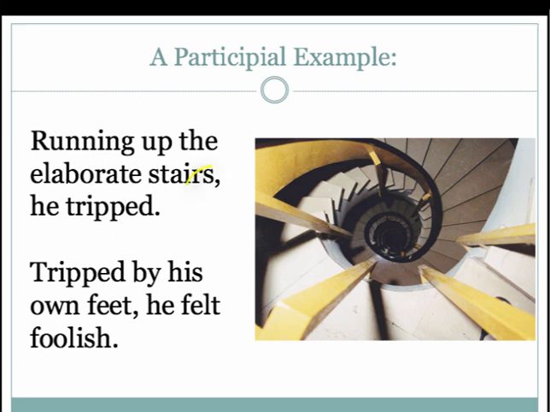Running up the elaborate stairs, comma, he tripped. Look at that first word, running. It's a present participle. The participle begins the sentence, and so you're going to need a comma after the word stairs. That's a present participle. It's got that ing. You could see in the next sentence, there's an ed at the beginning of the sentence. It's also a participial, but it's a past participle.